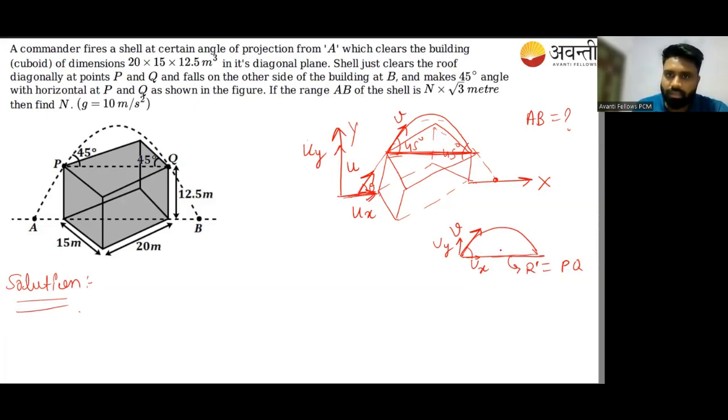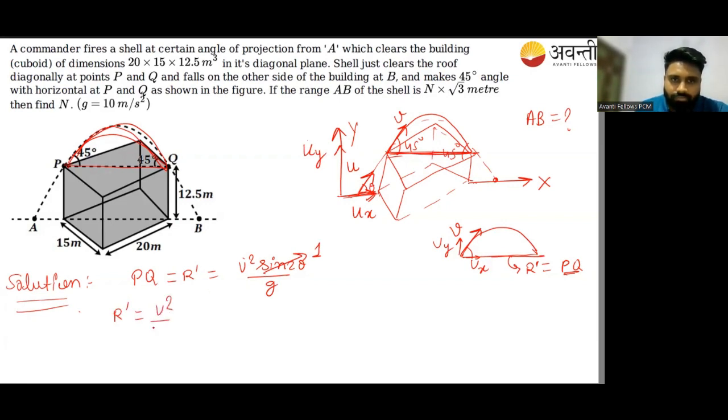Now, if you calculate the range of this upper projectile motion PQ, you can apply the formula for range here also, which is v square sine 2 theta divided by g. Theta you have been given as 45. So 2 theta will be 90 and sine 90 will be 1. So R dash you have as v square by g.